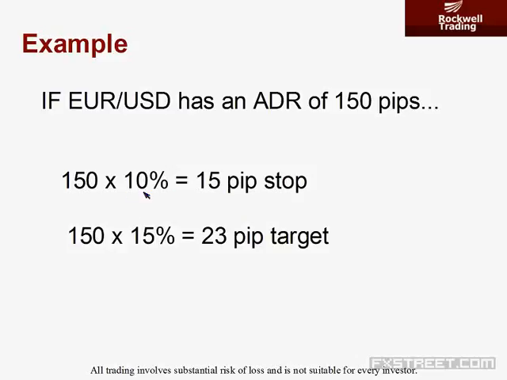And, of course, this fluctuates as ranges change. If I'm looking at a 200 pip average daily range, a 10% stop would be 20 pips. A 15% target would be 30 pips. So my targets and stops adjust depending on the volatility that we have in the market. And let's look at an example here.